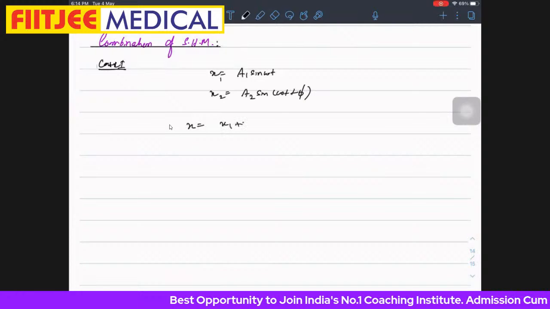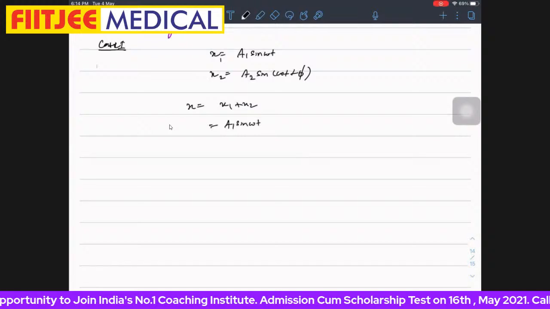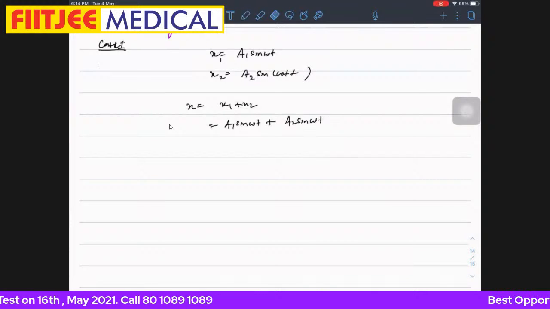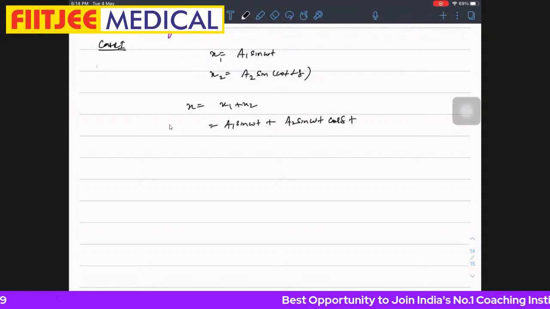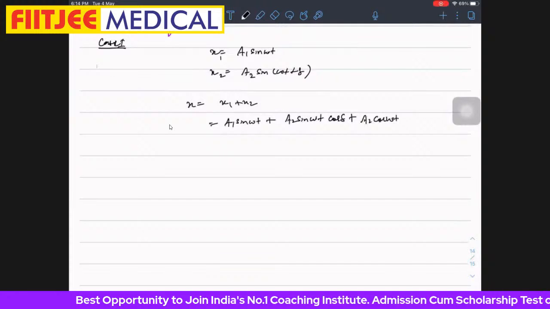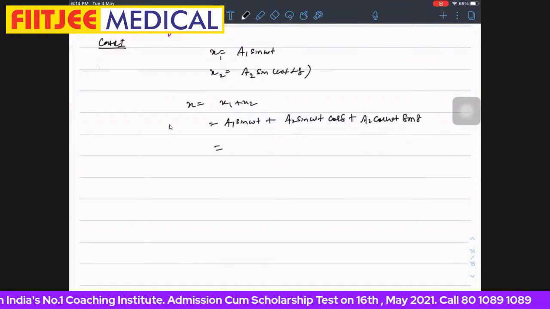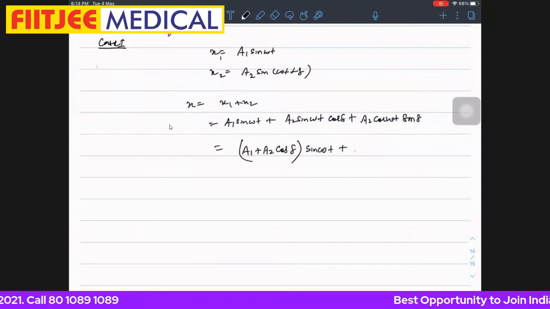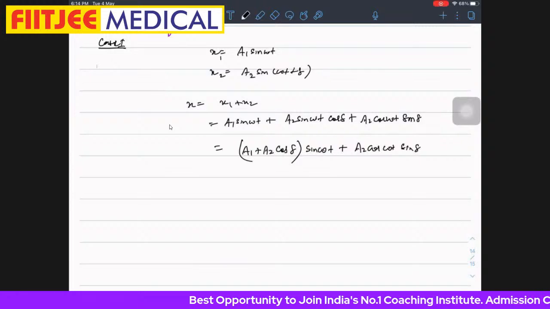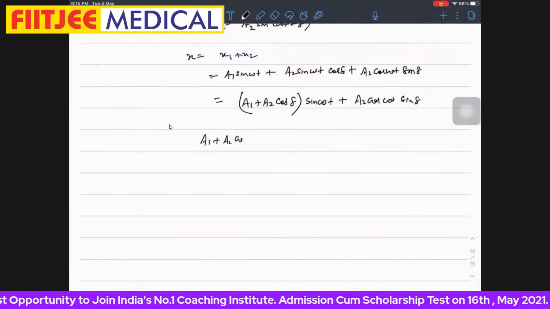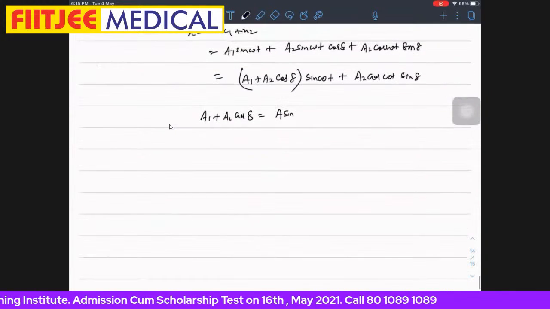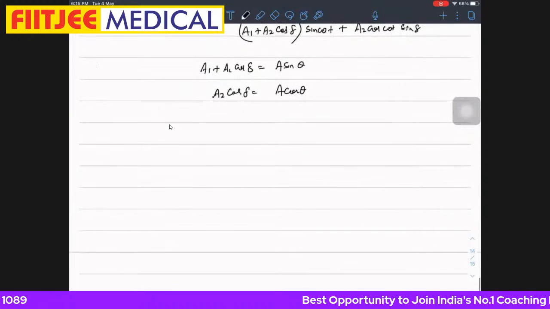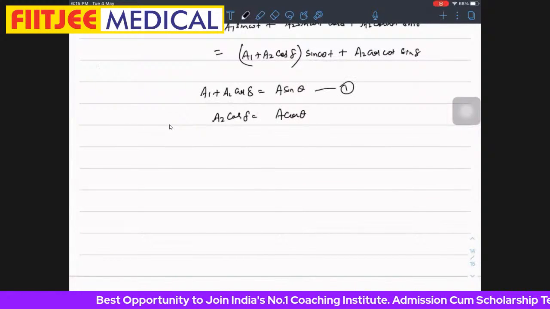So at any instant position, what can I write? x1 plus x2. So A1 sine omega t plus A2 sine omega t plus delta. Write this as A2 sine omega t cos delta plus A2 cos omega t into sine delta. So sine omega t, if I take common, A1 plus A2 cos delta, this will be sine omega t plus A2 cos omega t into sine delta. Now A1 plus A2 cos delta, I can write as A cos theta. This A2 sin delta, I can write as A sin theta. So I write this as equation 1, this is equation 2.